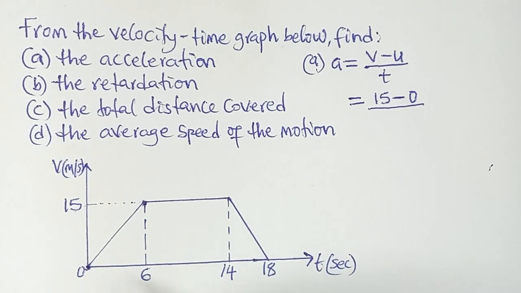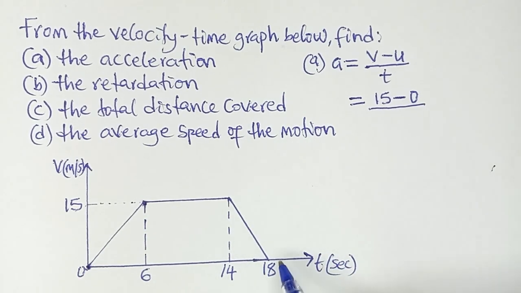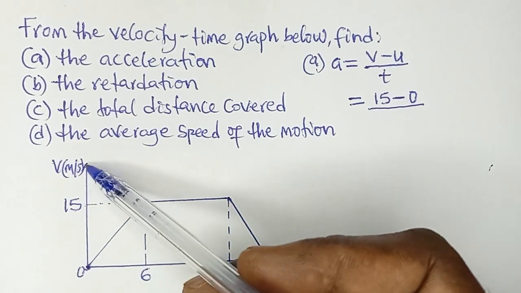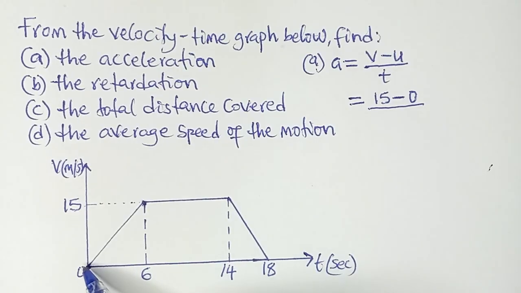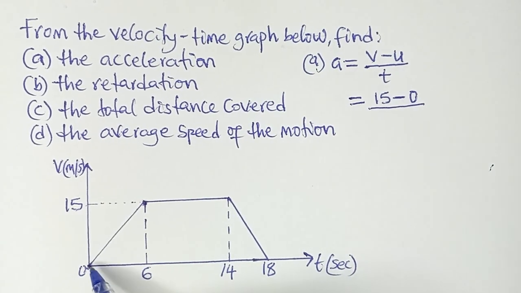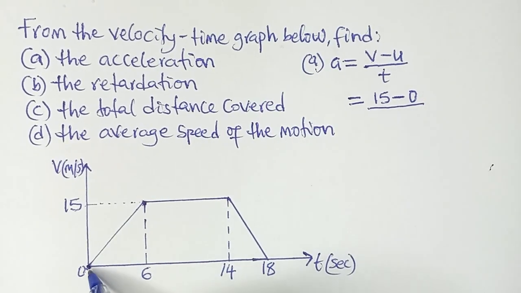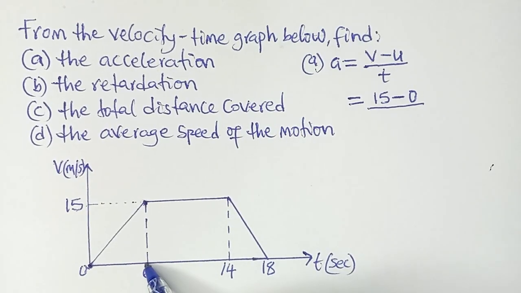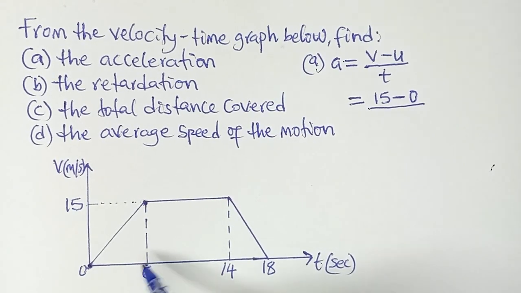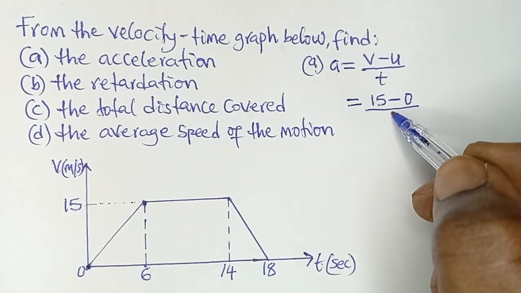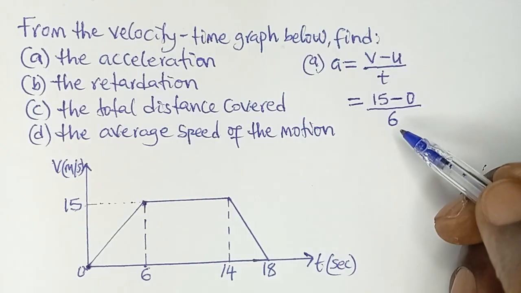But when we are reading the time, we read the horizontal axis. Don't forget, when you are reading velocity, you read the vertical axis. When you are reading the time, you read the horizontal axis. So the time taken to accelerate, that is the time from here to here, is from 0 to 6. Don't forget, the time also started from 0 and then to 6. So the time it takes to accelerate, that is to reach this highest point of acceleration, is 6 seconds. So the time is 6 seconds.